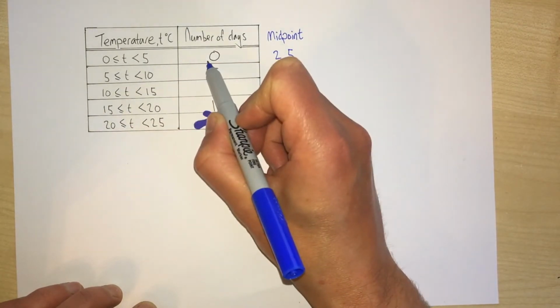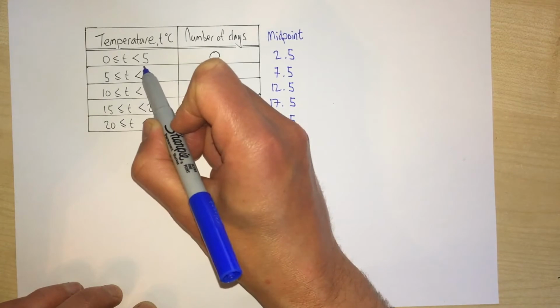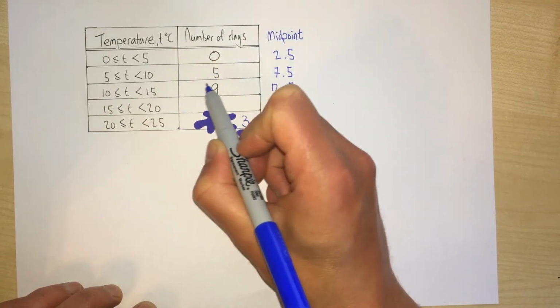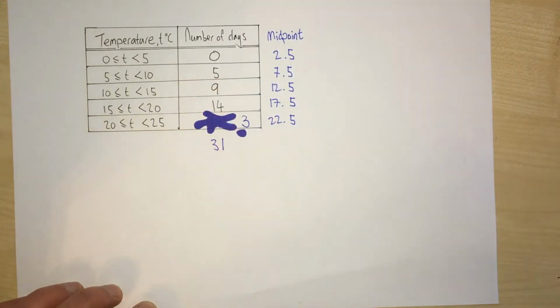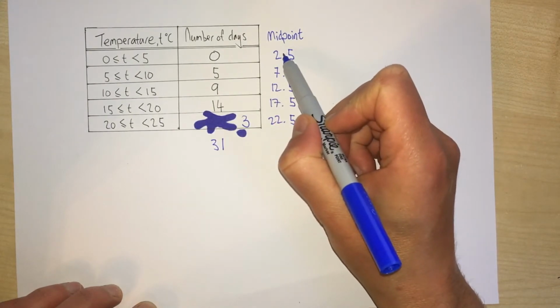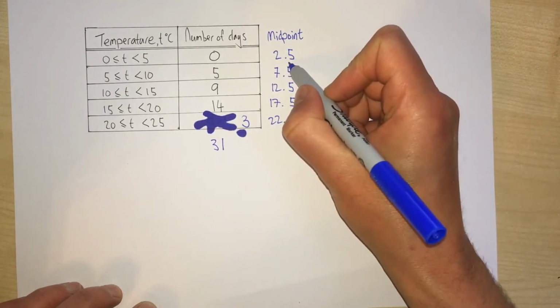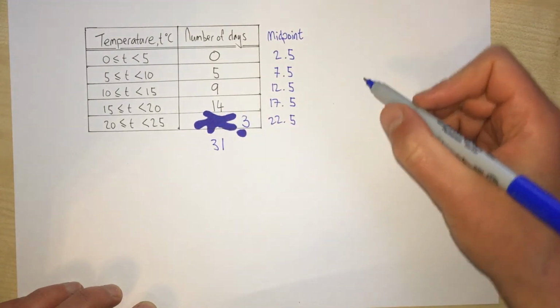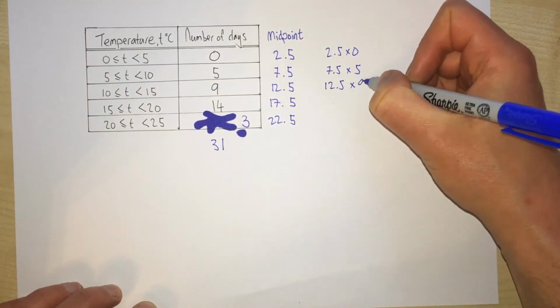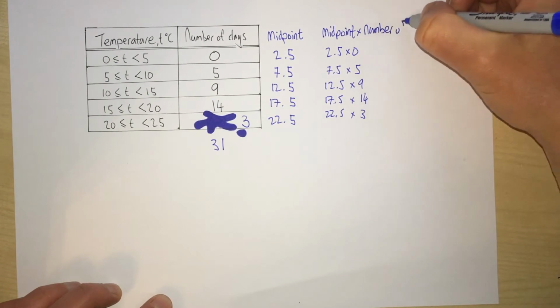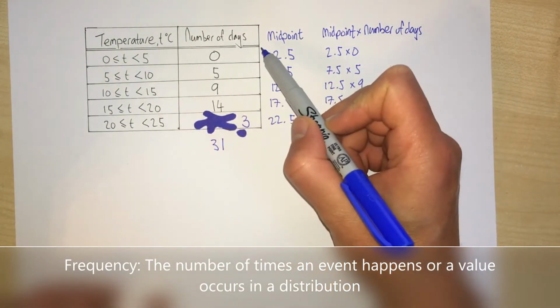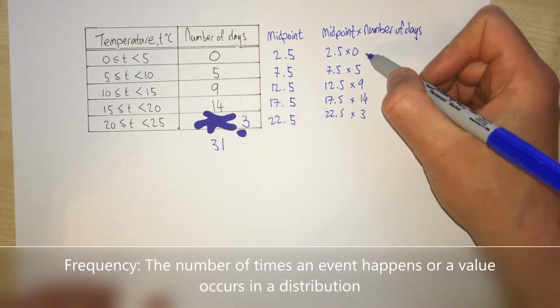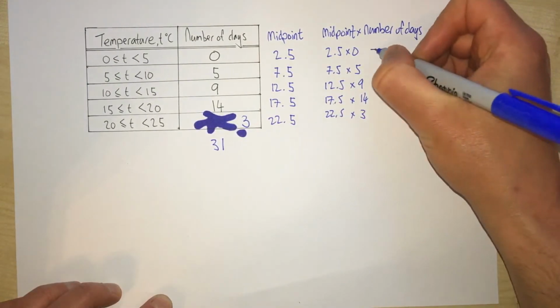There were no days when the temperature was greater than or equal to 0 or less than 5. There were 5 days when the temperature was greater than or equal to 5 but less than 10, and so on. Now I'm going to use this to work out the mean by multiplying the midpoint by the number of days. Now the number of days is often given as frequency. Let's work these out using a calculator.